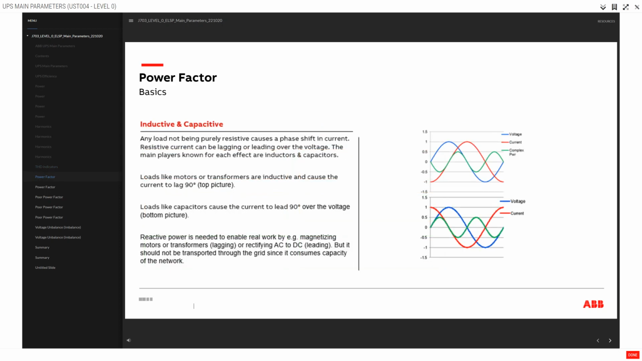Inductive and capacitive. Any load not being purely resistive causes a phase shift in current. The current can be lagging or leading over the voltage. The main players known for each effect are inductors and capacitors.